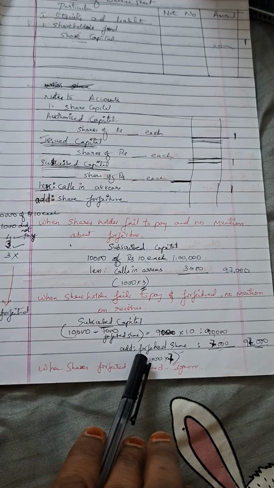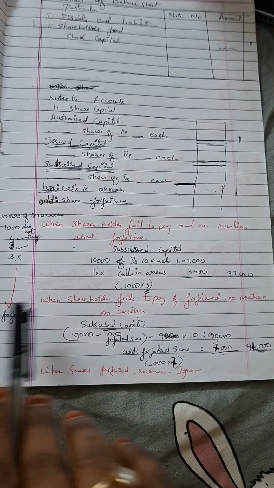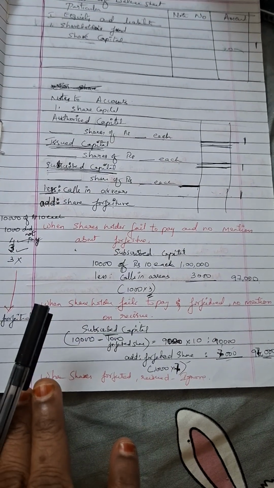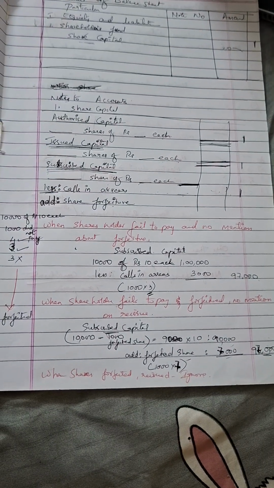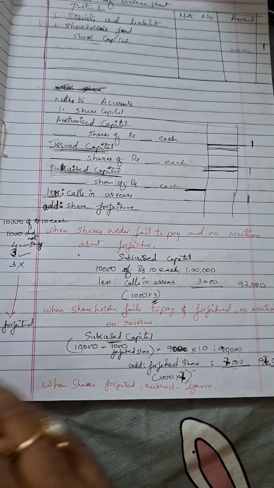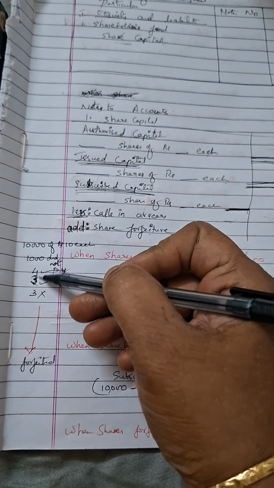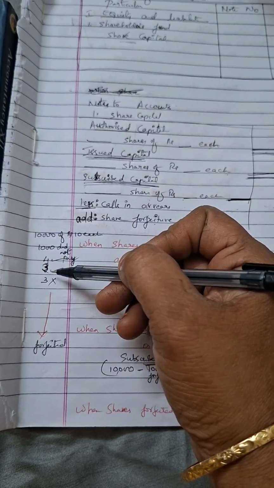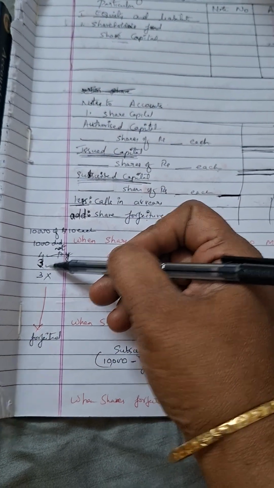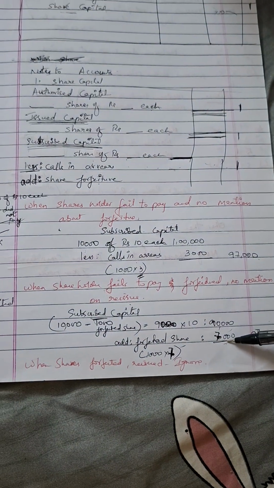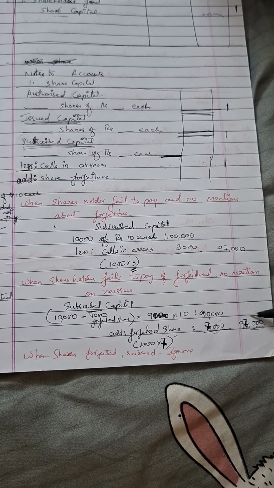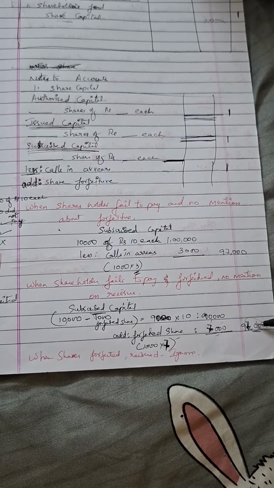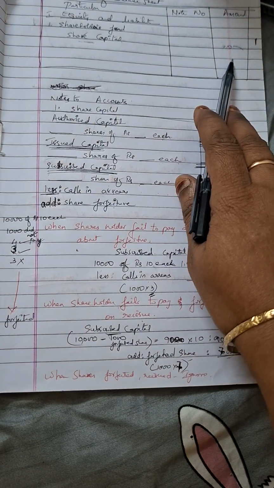Okay, and then you will add the forfeited shares. That means now I have cancelled these 1,000 shares, but the amount that is already received from them is an income for me, right? So how much is the money that is already received? 4 plus 3 is already received, so 1,000 into 7 would give you 7,000. So that is the share forfeited amount. So when you add this, you will get the total amount of subscribed capital. The same thing will be shown here as 97,000.